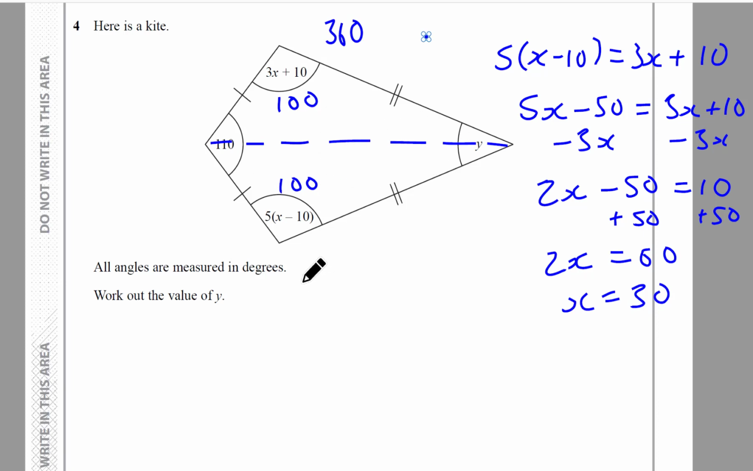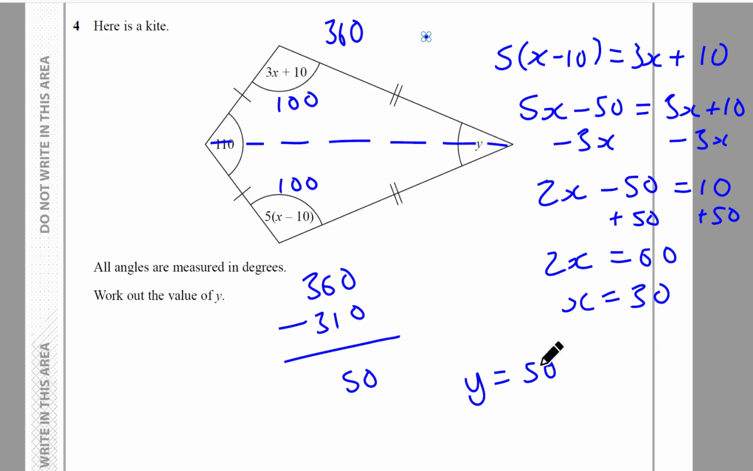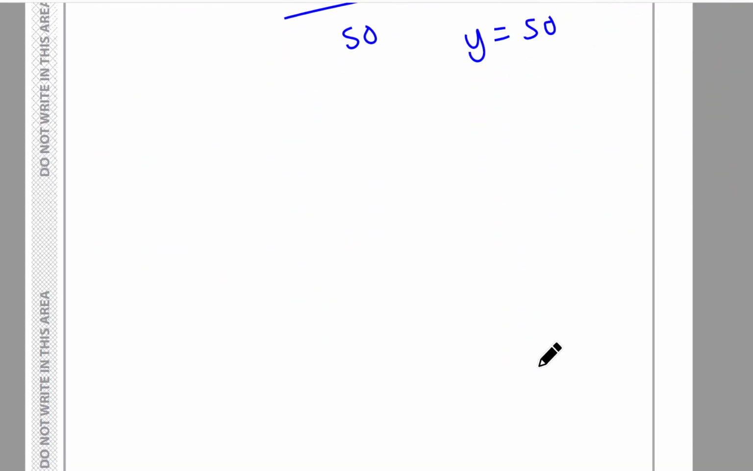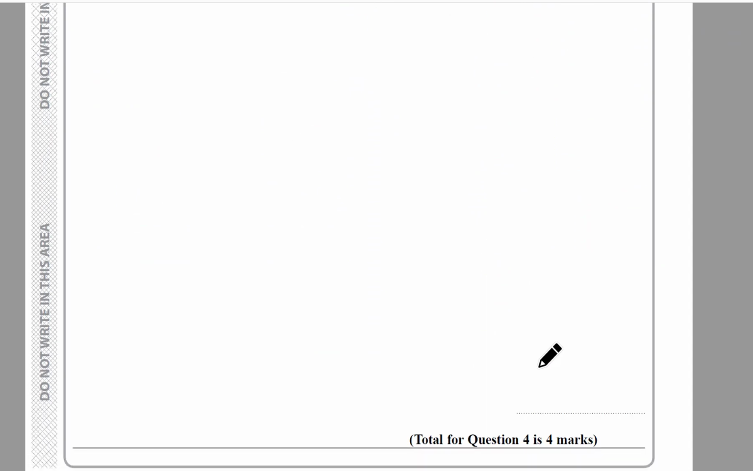So we just need to do 360 minus these 3 angles added together, which would be 310. So that's 50, so y will equal 50. And that is a very nice 4 marks that you can get. 50 degrees.